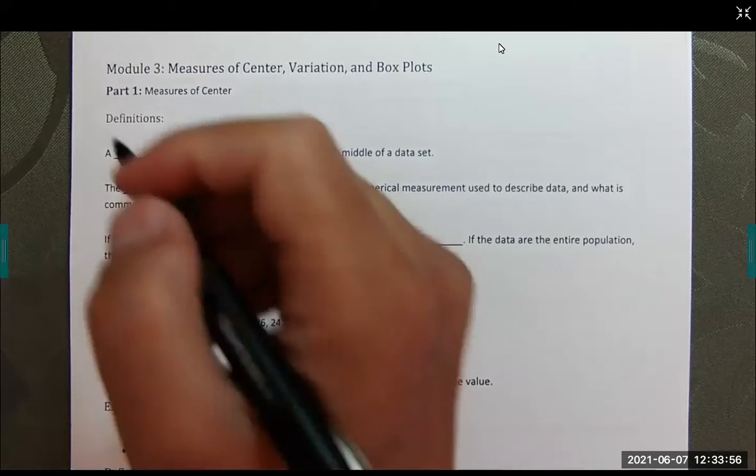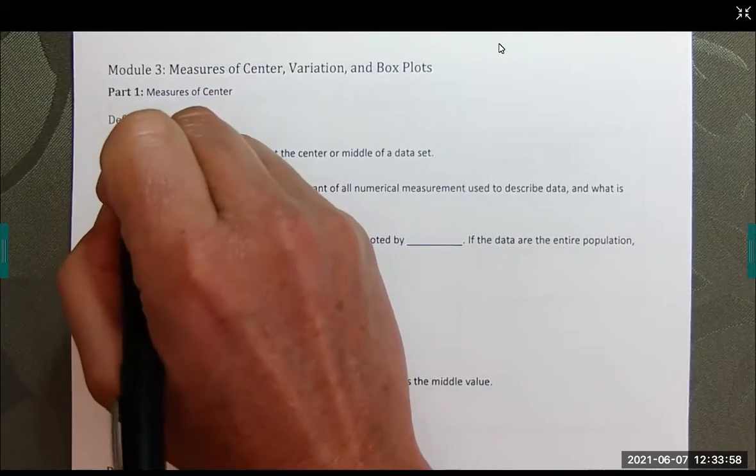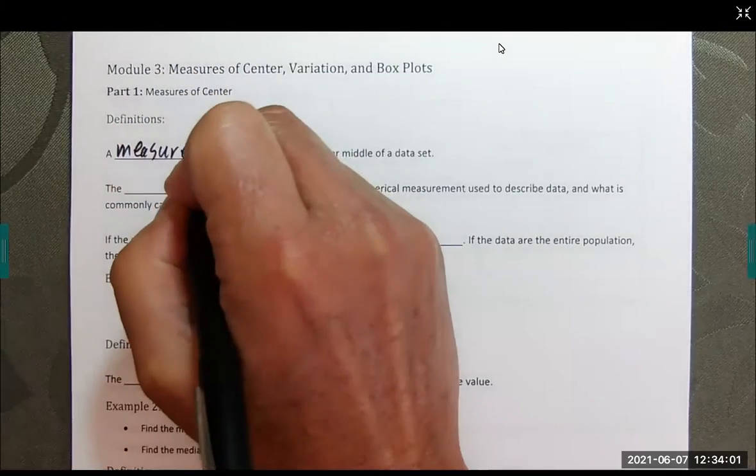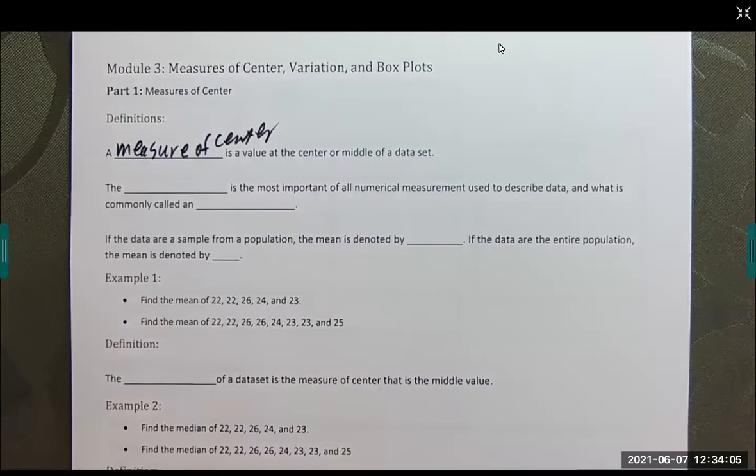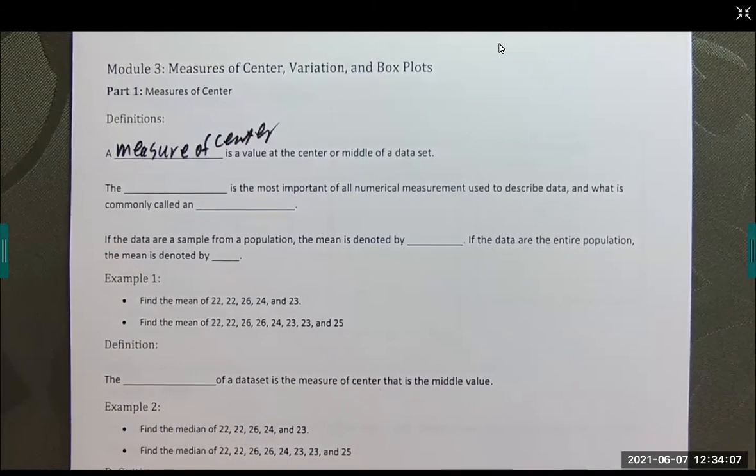A measure of center is a value at the center or middle of a data set. There are actually quite a few different ways of coming up with measures of center, and we're going to talk about many, if not all of them today.